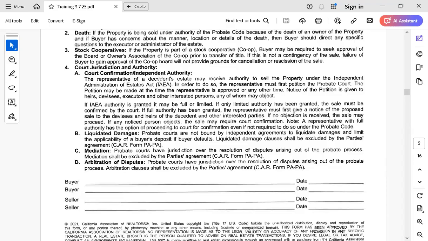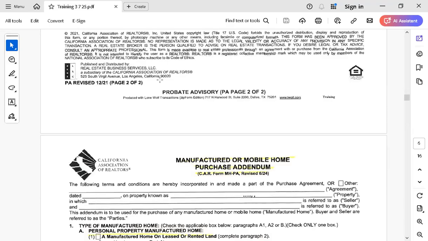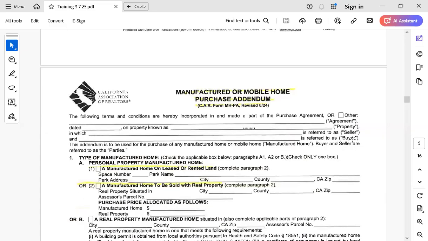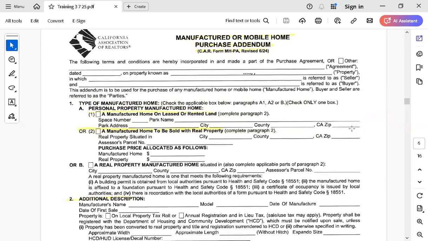So that is what will attach to the probate addendum. So coming down, manufactured or mobile home purchase addendum. I have sold a couple of them. I haven't done a lot, but you get with a good escrow company that does do mobile home or manufactured home sales, and it makes the deal a lot easier.